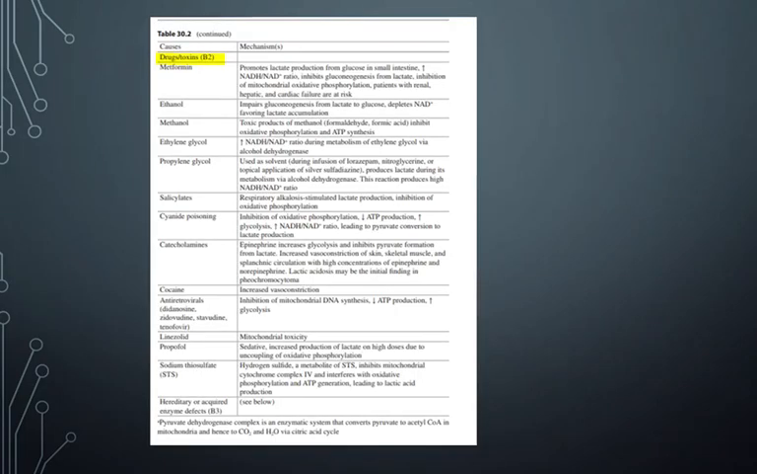Lactic acidosis type B can also be subclassified into type B2, which include metformin, ethanol, methanol, ethylene glycol, propylene glycol, salicylates, cyanide poisoning. Then these classes of drugs are important: antiretroviral drugs.